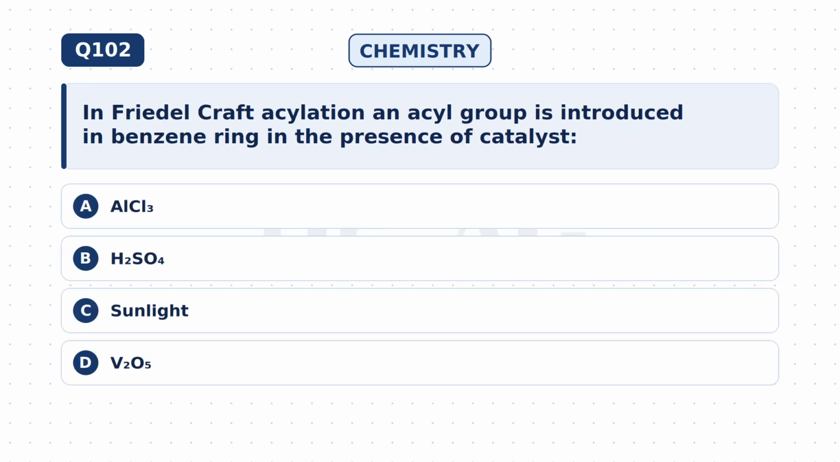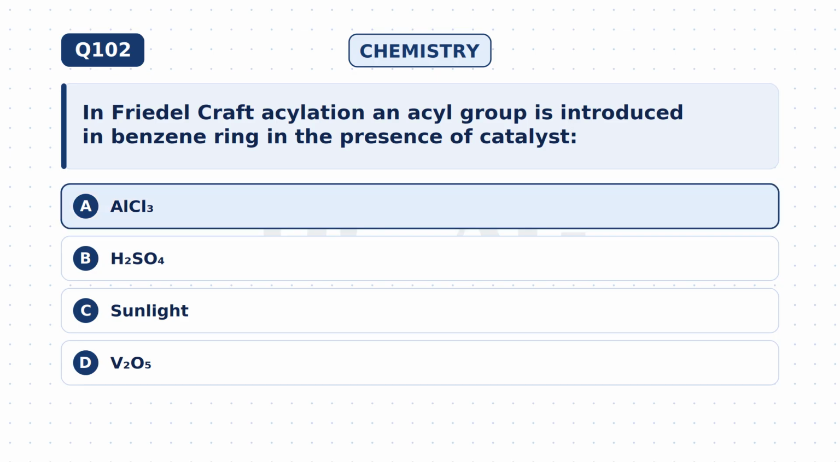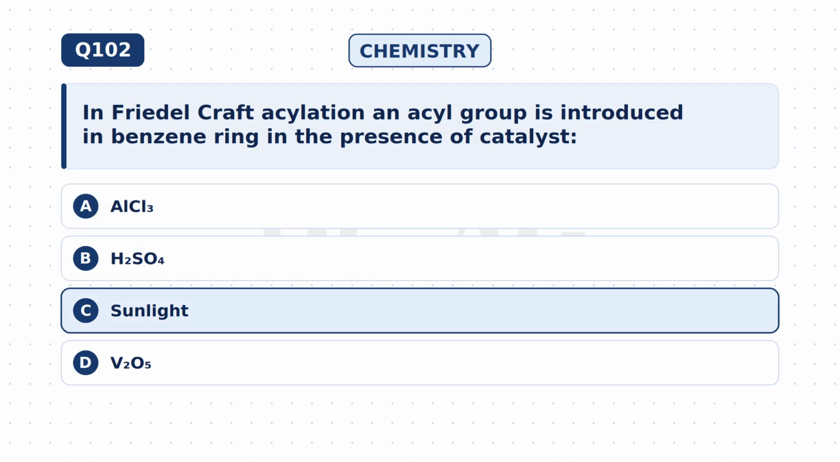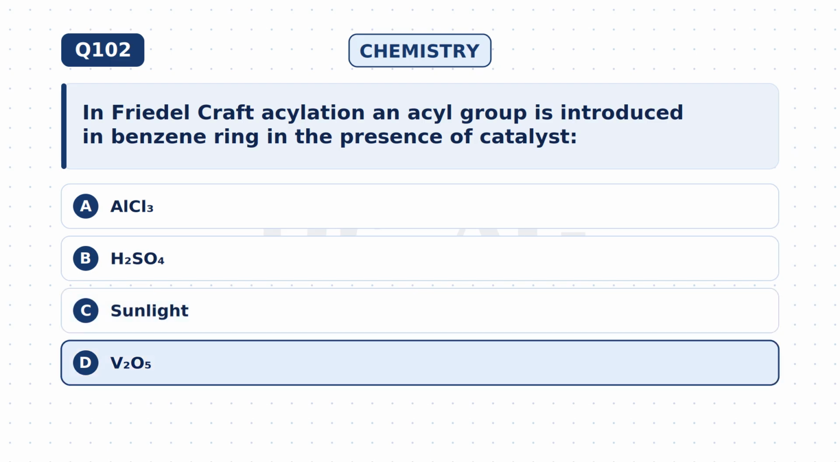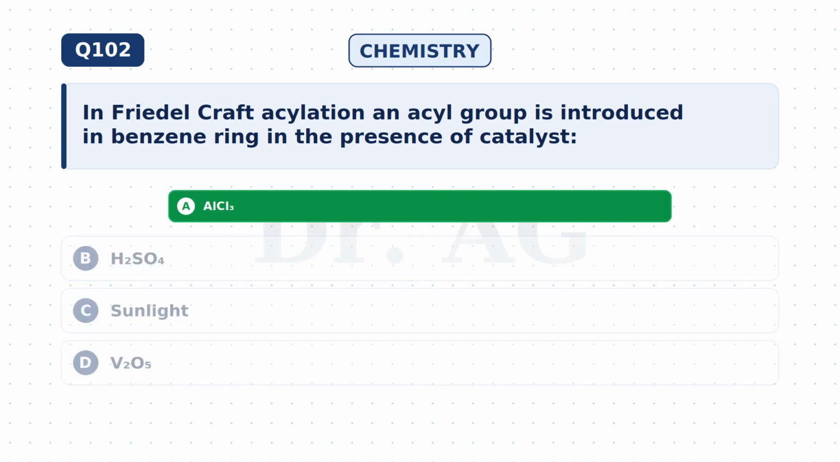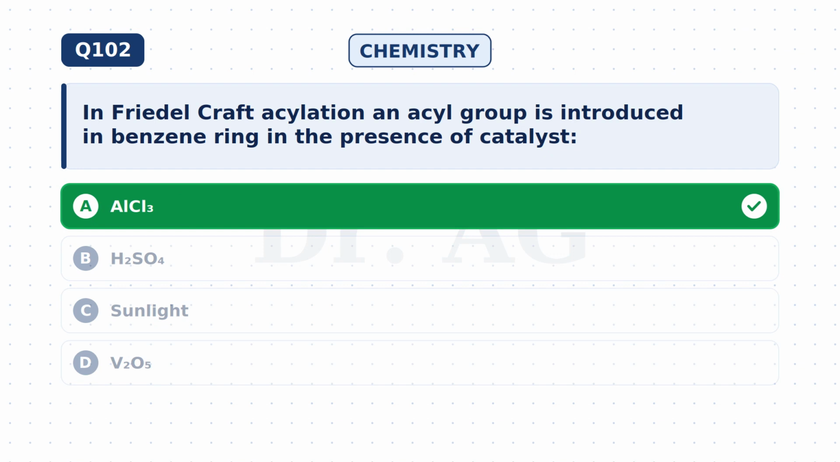Question 102. In Friedel-Crafts acylation, an acyl group is introduced in benzene ring in the presence of catalyst. Option A, aluminium chloride. Option B, sulfuric acid. Option C, sunlight. Option D, vanadium pentoxide. The correct answer is A, aluminium chloride.